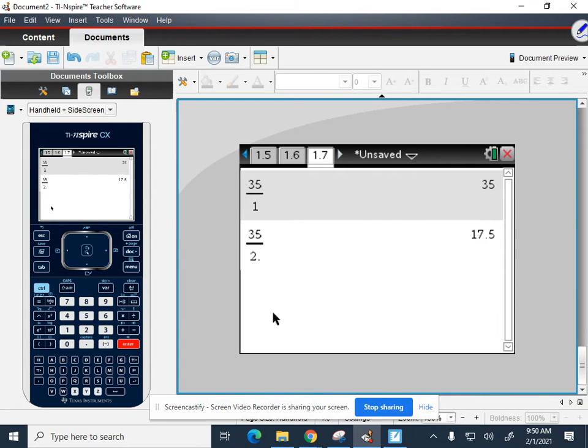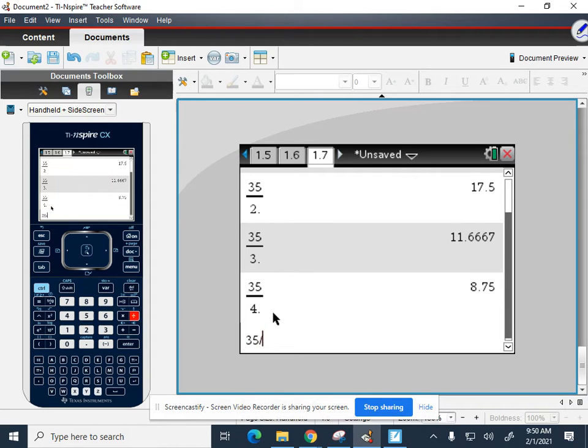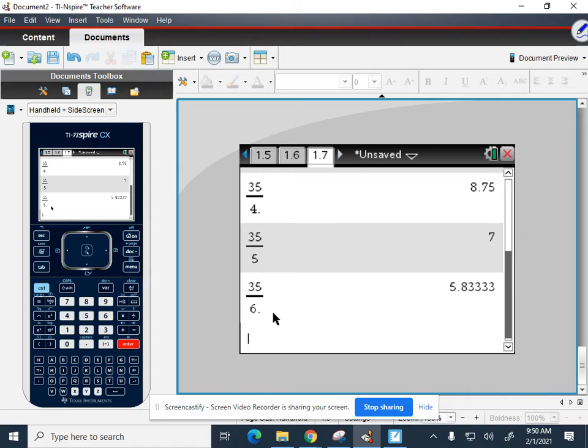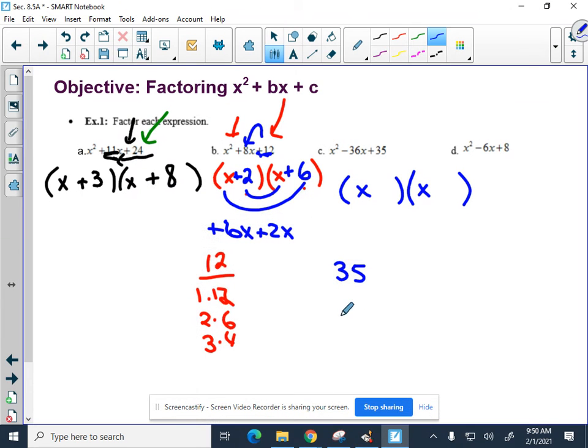35 divided by 2 doesn't work. 35 divided by 3 doesn't work. 35 divided by 4 doesn't work. 35 divided by 5 works. So we're going to write down 5 and 7. 35 divided by 6, is that smaller than the number we divided by? Stop. Okay? So there's only 2 possibilities: 1 times 35 and 5 times 7.